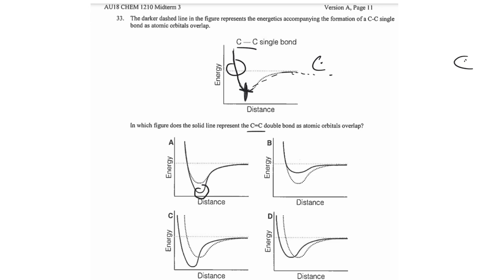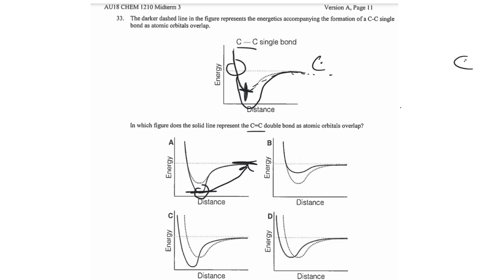The double bond being the solid line, the double bond's stronger. What it would mean for a bond to be stronger is that the potential well drops more. So if you're thinking from here up to here, the stronger the bond, the lower that potential well goes. If we're looking at our carbon-carbon single, the double should definitely drop down lower because it's a stronger bond, because we now have 4 bonding electrons instead of 2.